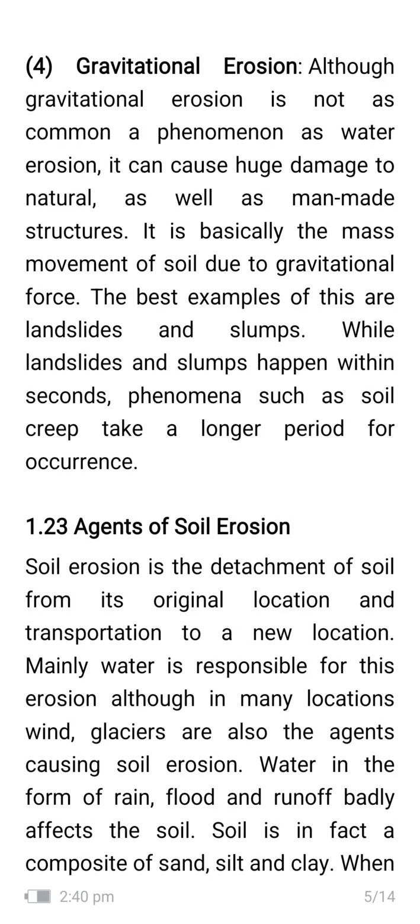Next one, gravitational erosion. Although gravitational erosion is not as common a phenomenon as water erosion, it can cause huge damage to natural as well as man-made structures like buildings and other things. It is basically the mass movement of soil due to gravitational force. The best example of this is landslides, affecting bridges and other structures.